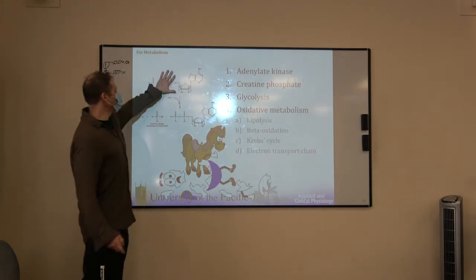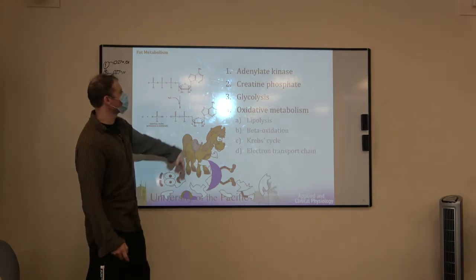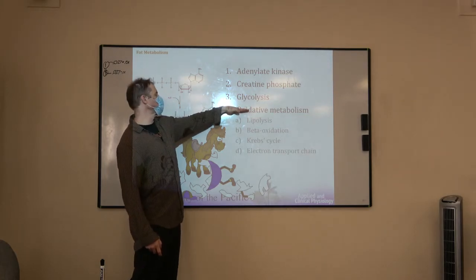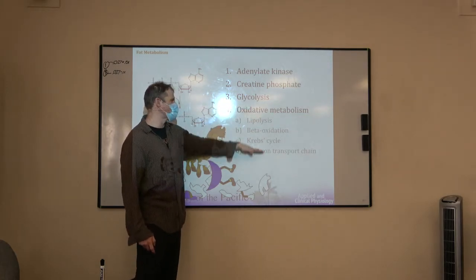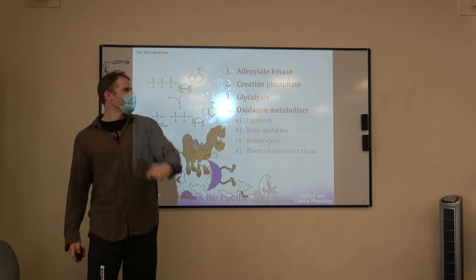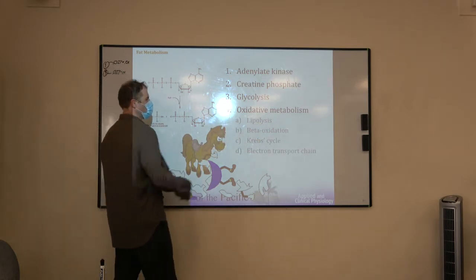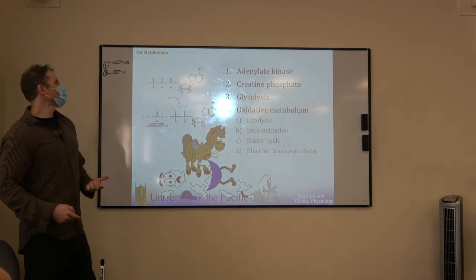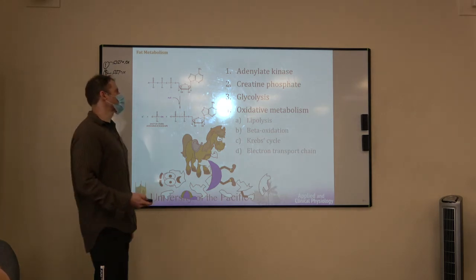So, ATP hydrolysis, we've got to put it back together. There's a bunch of ways that we put it back together. Oxidative metabolism, we're going to go start to finish today, from lipolysis to the electron transport chain. How fat is consumed. Now, carbs are ultimately consumed there as well. And we can also talk about ketones as a source of fuel.